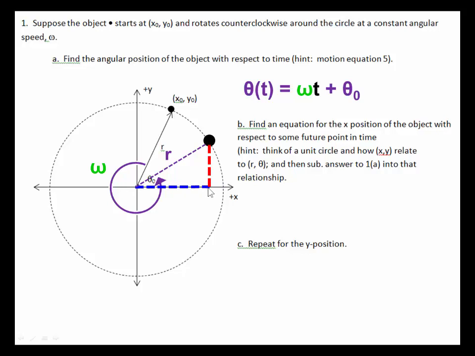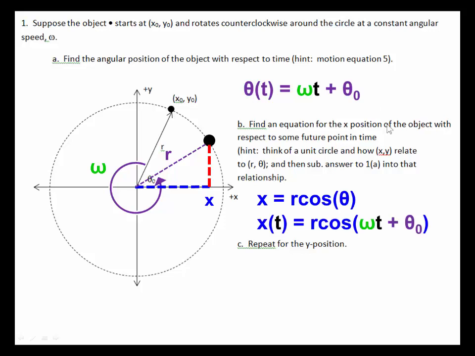And of course, what's our x component from trigonometry? It's r cosine of theta. But of course that theta is changing with time, so we can just use this for our theta, and we come up with this parametric equation. This is our position with respect to time, and it's a cosine function. Why does a cosine function work for this?